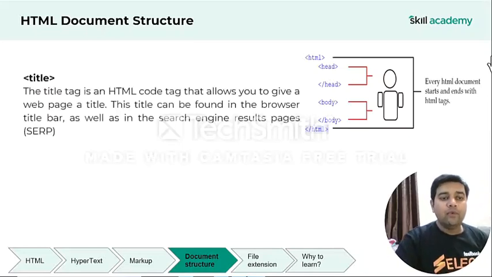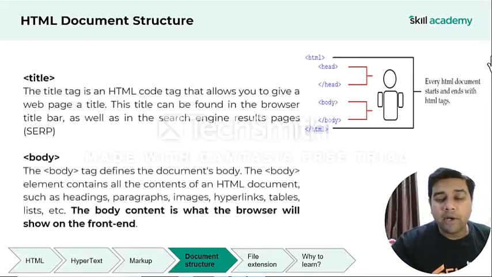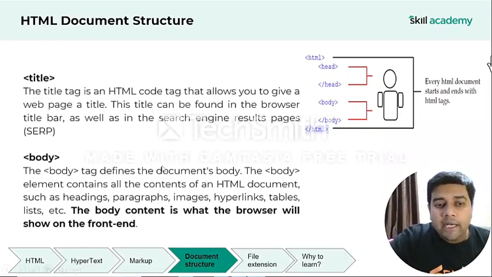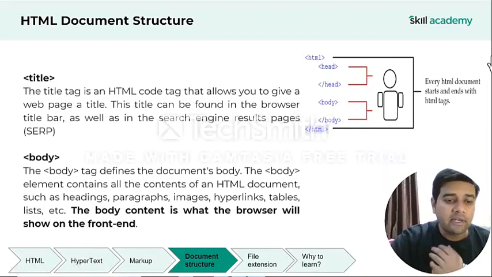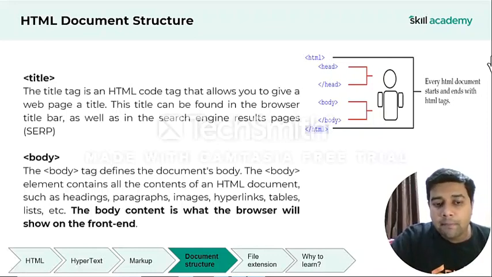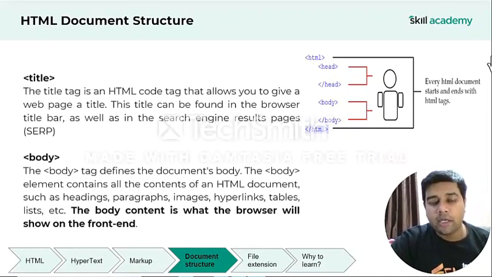Now after the title tag, we have the body tag. The body tag is one of the most important HTML tags or elements. The body tag defines the document's body. The body element contains all the content of an HTML document such as headings, paragraphs, images, hyperlinks, tables, lists, etc. In simple terms, the body content is what the browser will show on the front end. So if you want to design a web page, let's say you want to use images, text, sections, where are you going to define all these things? In the body tag.